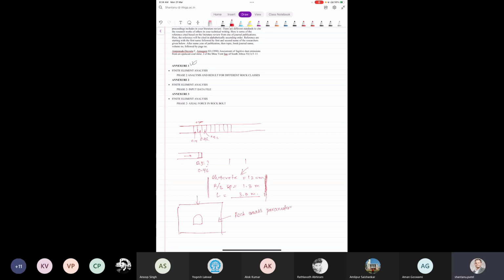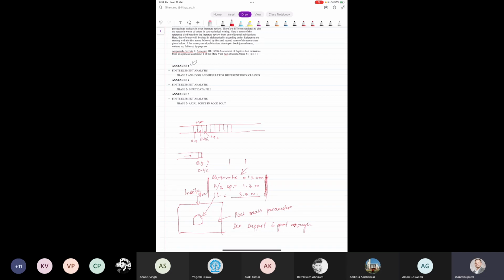And I'll put the in situ stress with that boundary and see if this support system is good enough or not. So the support is good enough. If it is good enough, then what I'm going to do is, I will choose this support system.